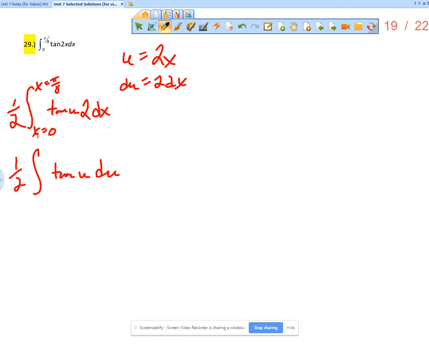Alright, so now let's change our limits. If x is 0, then u is 0, right? u equals 2 times 0. And if x is pi over 8, then u is 2 times pi over 8, which is pi over 4. And so 1/2 the integral of tangent.